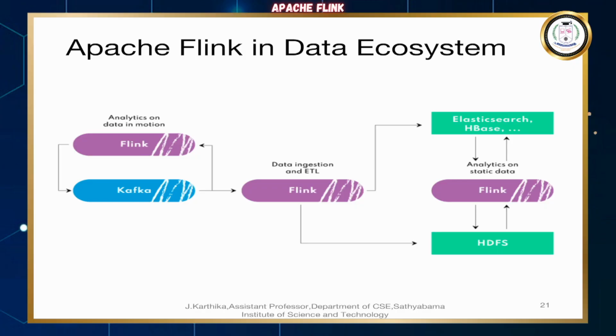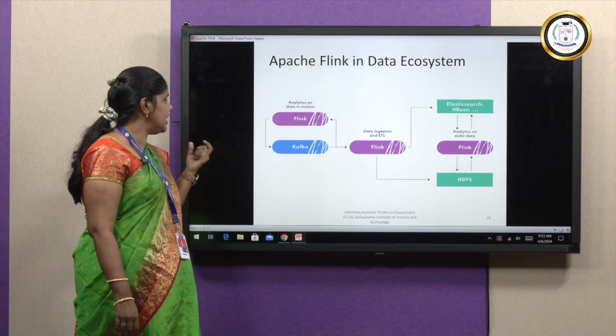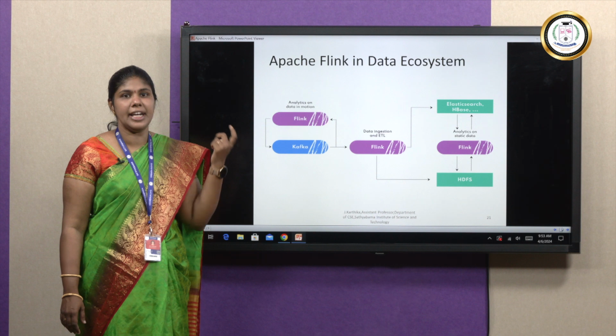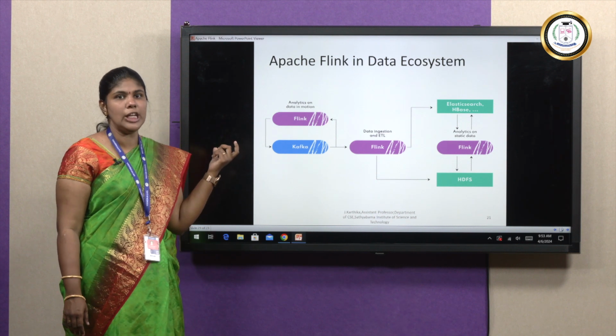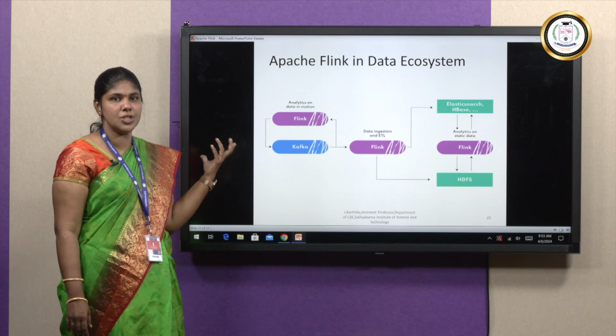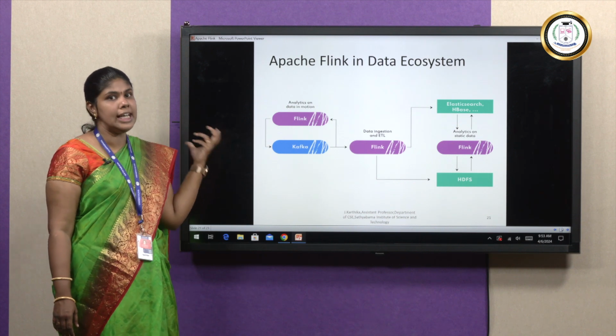So this is Apache Flink in the ecosystem. We are comparing a lot of tools like Flink, Kafka, HBase and HDFS. Here, Flink and Kafka are for analytics on data in motion. So what is data in motion? Here we will be dealing with real-time data. Apache Flink and Kafka will be used for handling the real-time data.